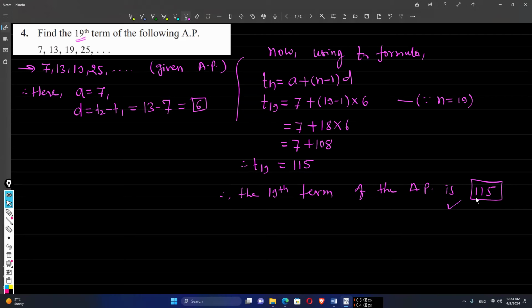Again, this question or the problem could be asked for 2 marks in exams. Now let's move towards the next problem.